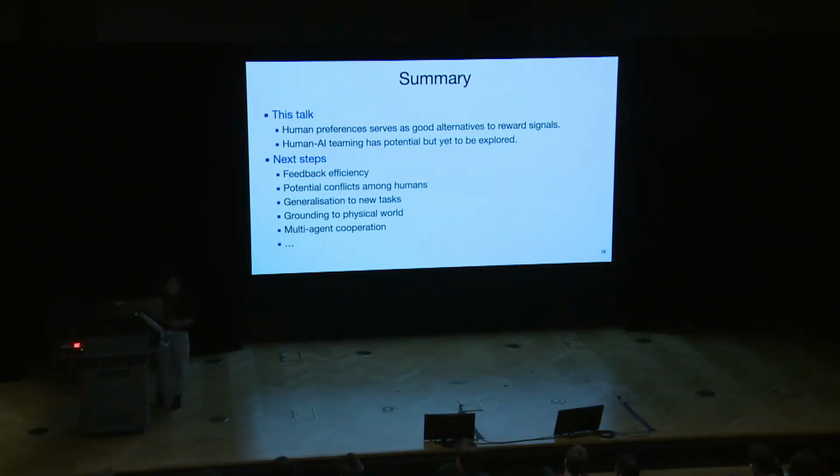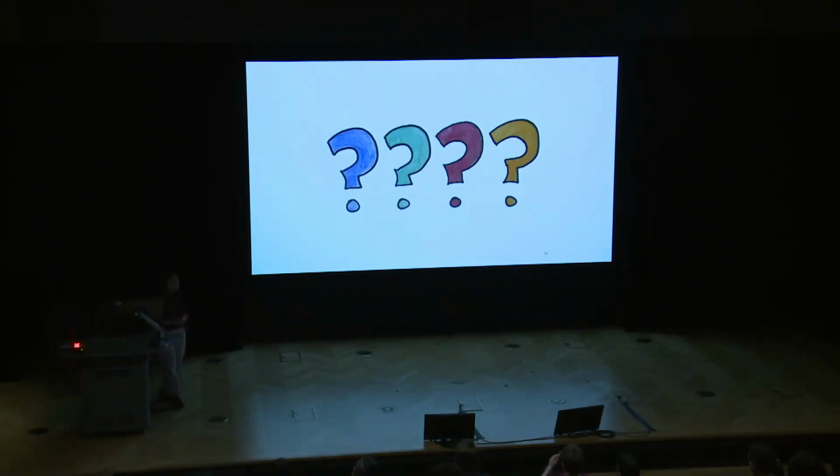So for next steps, there are also a lot of open questions along these lines, like how to further improve the efficiency of the feedback, and how to address conflicts among humans. You ask humans to label, and these humans might have conflicting values. Also, generalization to new tasks, and grounding to more physical applications like robot control tasks. That'll be all for my talk. Thank you all.